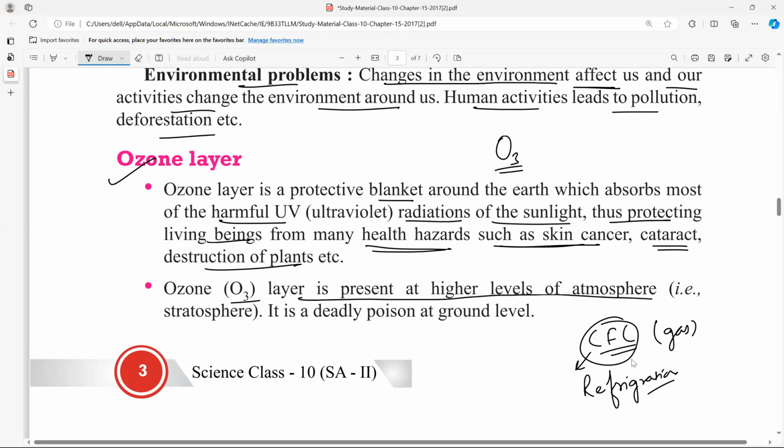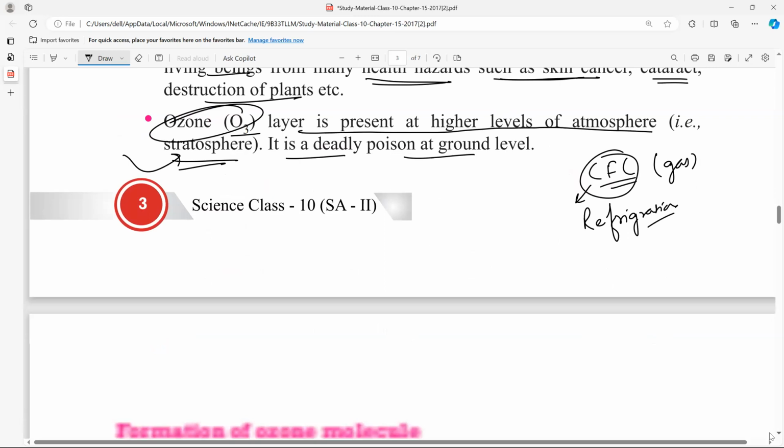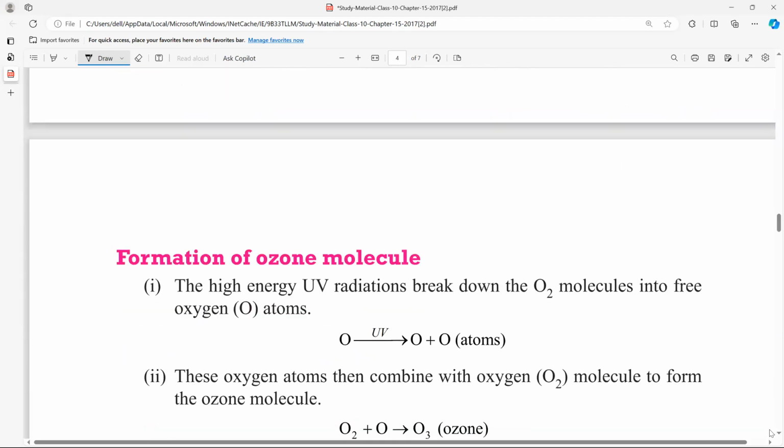We call it the stratosphere, and that is where the ozone is present. It is deadly poisonous at ground level, so if you inhale it there, it is very poisonous. It is present in the stratosphere. Got it? If it comes down to the atmospheric level and we inhale it, it will create problems.